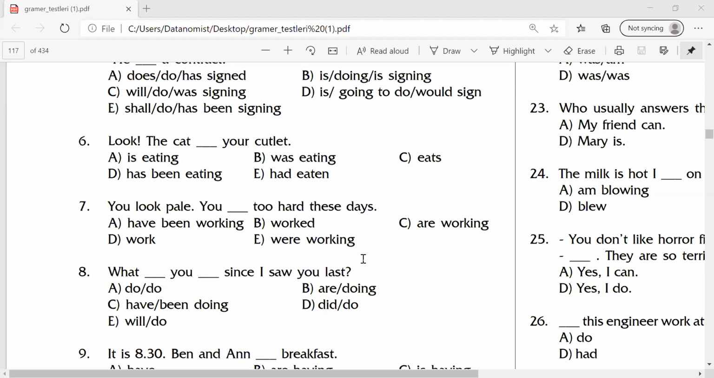Now look at this. Look at the seventh one. You look pale. This is the condition. This is a result. So when you are talking about present result of the past action, fine. You have two options. I don't mind you have plus V3 or have been plus V1. Both are accepted here. Okay. Since that fellow has given only have been working, this is the present result of the past action. So have been working too hard these days. Okay. So you guys keep sending me answers.